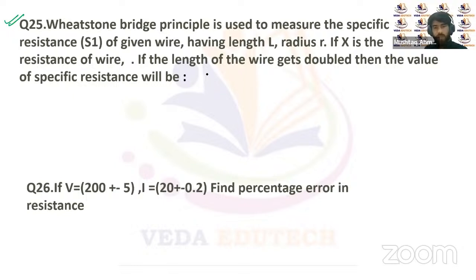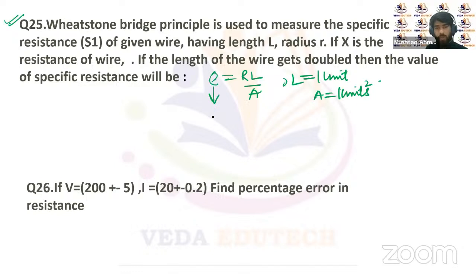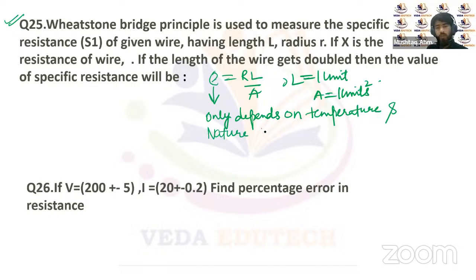We know that the value of specific resistance rho is RA upon L, so for the specific resistance, L should be 1 unit and A should be equal to 1 unit square. So it's a specific resistance. The rho only depends on temperature and nature of material.